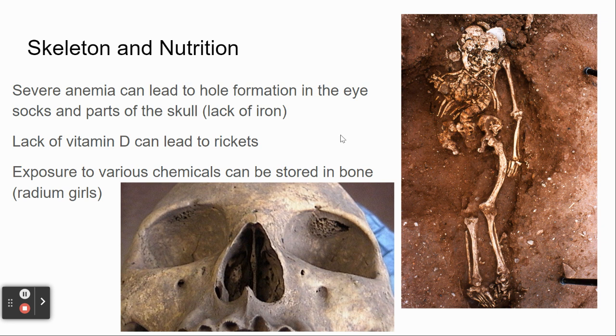And then upon exposure to certain chemicals, those chemicals can be stored in the skeleton as well. We had talked about that previously from the standpoint of geography. There is a story. The Radium Girls were a group of women that were employed by a particular watchmaker, and they would use radium to paint on the watch faces so that they would glow in the dark. Well, in order to get their brushes to be able to paint these super fine images on these watch faces, the women would lick the bristles of the brush to make them super fine and pointy.